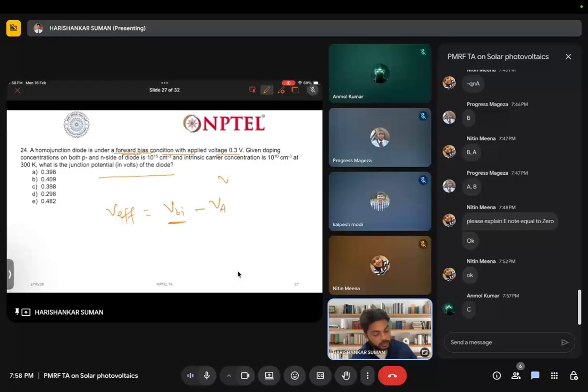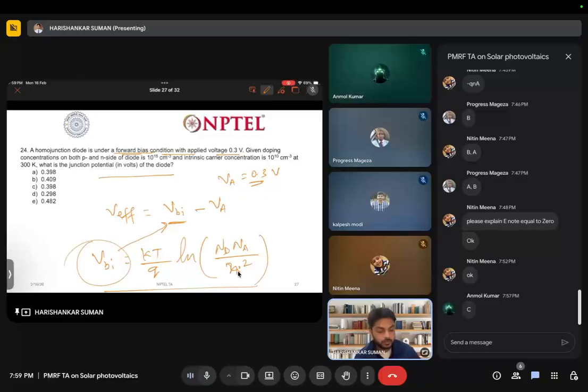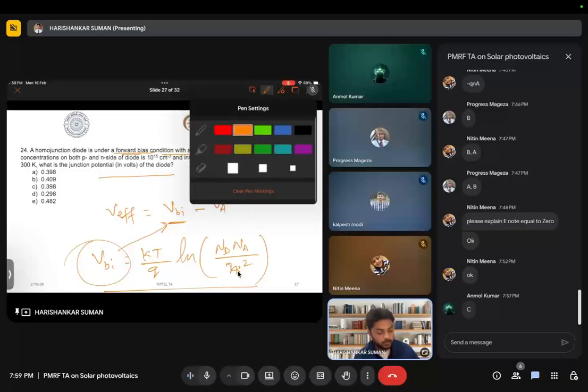You have V applied as 0.3, and VBI we can calculate as we did earlier, kT by q ln(Nd Na by Ni square). Please use this formula and this concept. First you have to calculate VBI and put it here. Clear this concept? I will show you the answer.